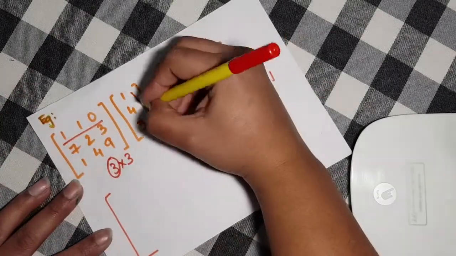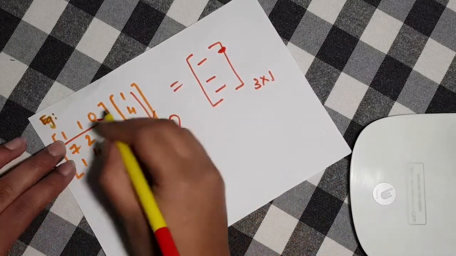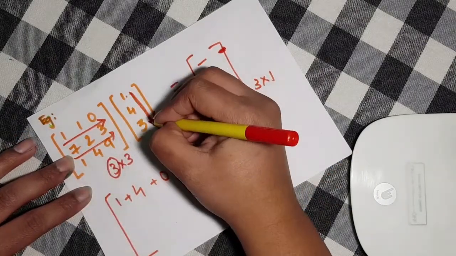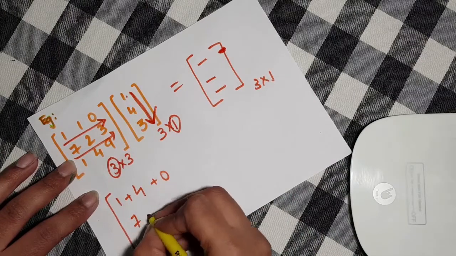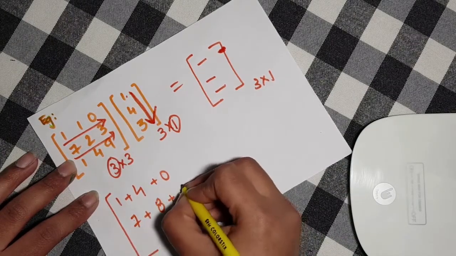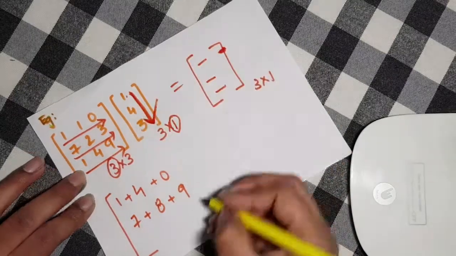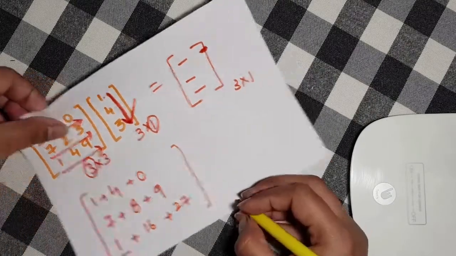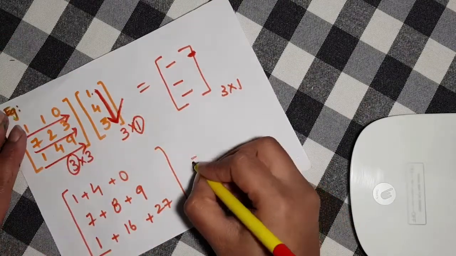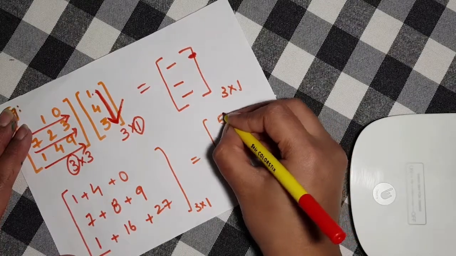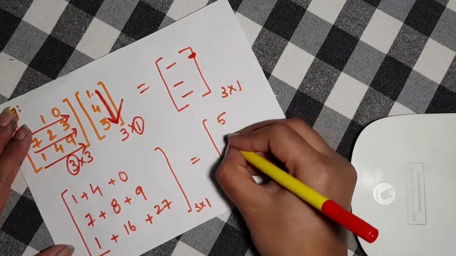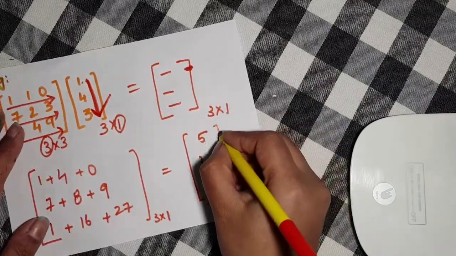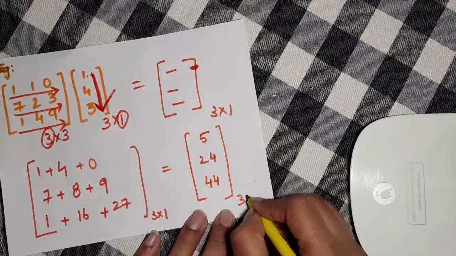First row, the first column will be 1 1's are 1 plus 1 4's are 4 plus 0. Second row with the first column will be 7 1's are 7, 4 2's are 8 plus 3 3's are 9. Then the third row with the first column will be 1 1's are 1 plus 4 4's are 16 plus 9 3's are 27. That comes out to be 5, 24 and 44, of the order 3 by 1.